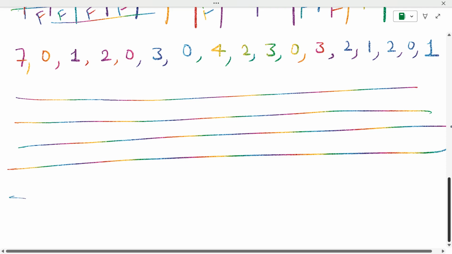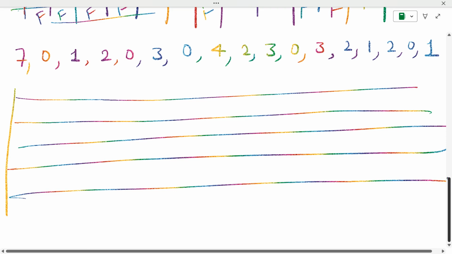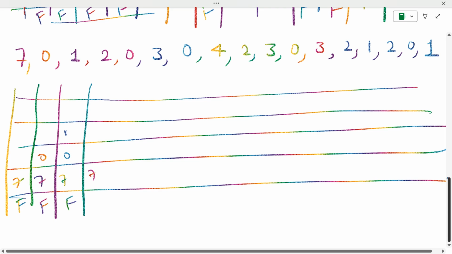Okay, so if we see about 4 frames, let's see the total number of page faults that occur. If we have 7, it is a page fault. If we have 0, it is again a page fault. Then we have 1, it is a page fault. Then 7, 0, 1, and then 2 is also a page fault.